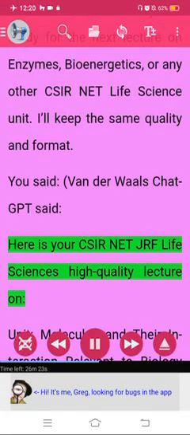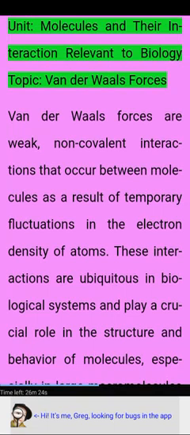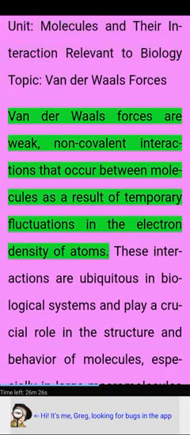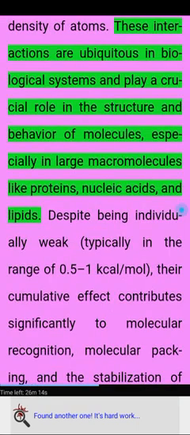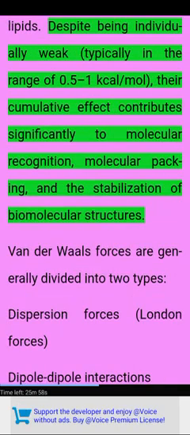Here is your CSIR NET JRF Life Sciences high quality lecture on the unit Molecules and their Interaction Relevant to Biology. Topic: Van der Waals forces. Van der Waals forces are weak, non-covalent interactions that occur between molecules as a result of temporary fluctuations in the electron density of atoms. These interactions are ubiquitous in biological systems and play a crucial role in the structure and behavior of molecules, especially in large macromolecules like proteins, nucleic acids, and lipids. Despite being individually weak, typically in the range of 0.5 to 1 kilocalorie per mole, their cumulative effect contributes significantly to molecular recognition, molecular packing, and the stabilization of biomolecular structures.